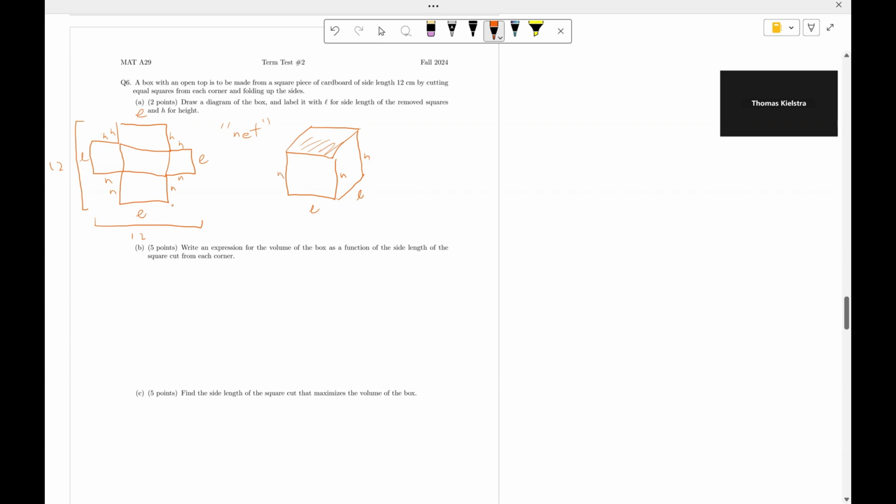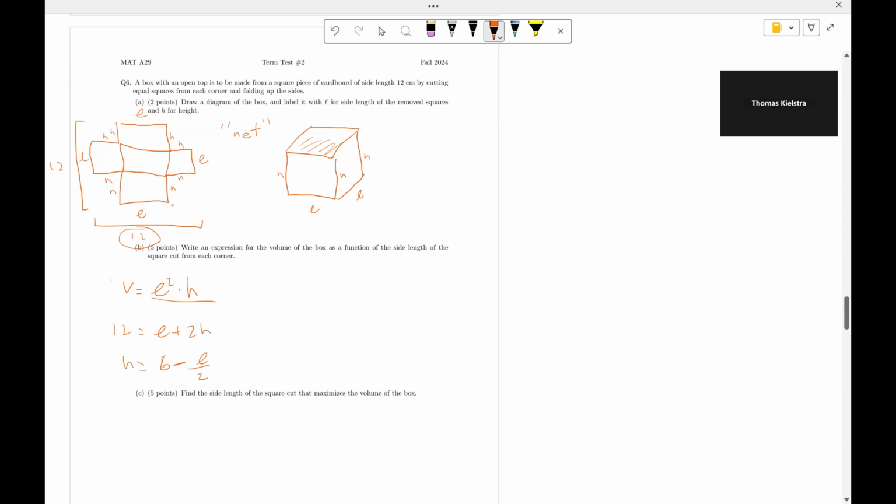Now, if we want to look at an expression for the box as a function of the side length with the square cut corners, we have the expression for the volume. Volume equals L squared times H, which is lovely. Now, my total length and total width is 12. So 12 equals L plus 2H, or H equals 6 minus L over 2.